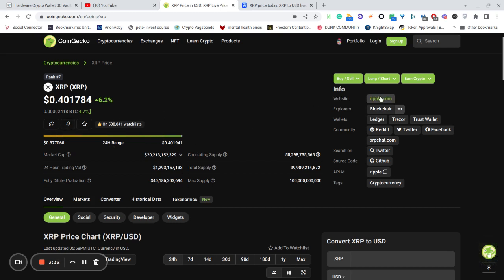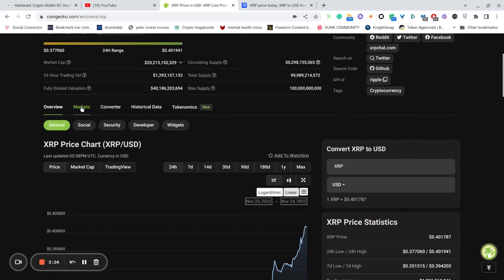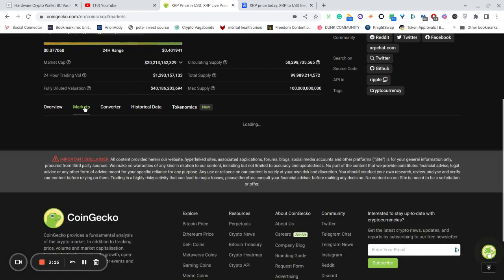On the right hand side, we have the websites, official links, official wallets. It literally tells you which wallets support it. It gives you their social media and stuff like that. But yeah, for markets, you want to come down, and underneath here we see market cap and trading volume and all that stuff. You've got the overview, you've got the markets. We're going to click on markets, and that should load up.